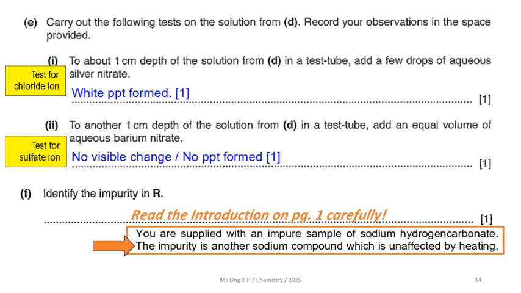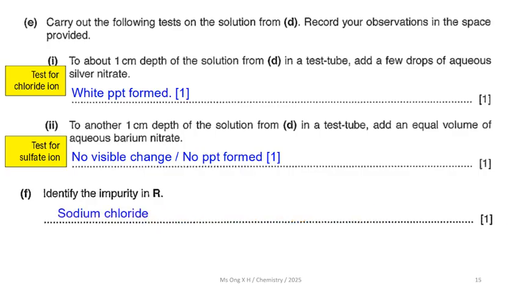Part F needs you to identify the impurity in R. After reading the introduction on page 1 carefully, you should know that the impurity present in R is another sodium compound which is unaffected by heating. And after QA test for anions, what can you tell? Yes, you are right. The impurity is sodium chloride. I hope you recalled that sodium chloride is heat stable and does not thermally decompose on heating.